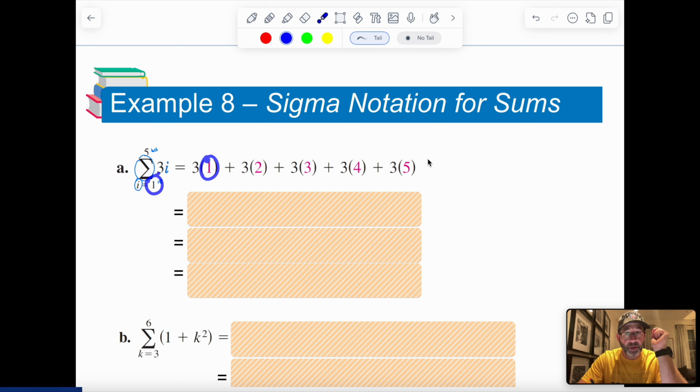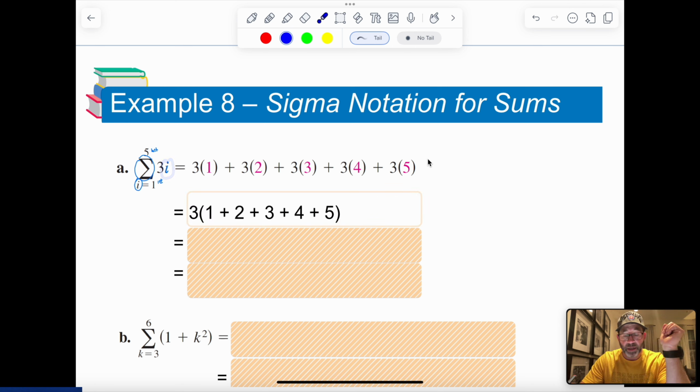So that's the first value here. And we're going to end with a 5, which is the last value here. And then we've got all the values that go in between. So we got 1, 2, 3, 4, 5. We're just putting in a 1 for the i here, a 2, a 3, a 4, a 5.